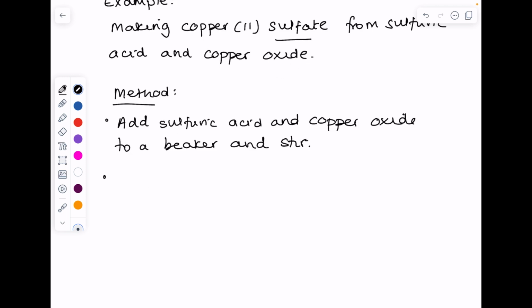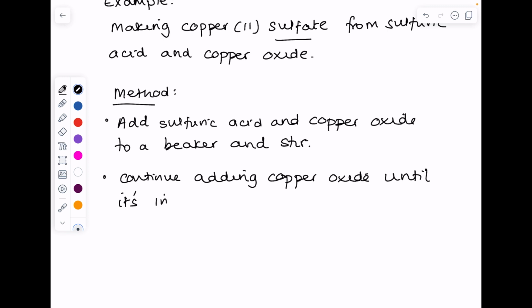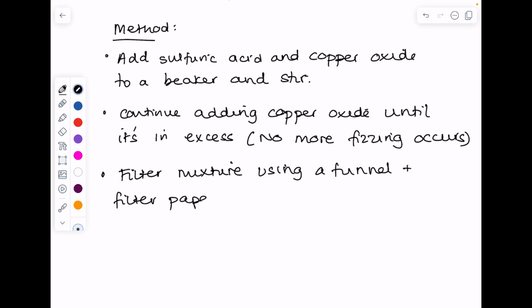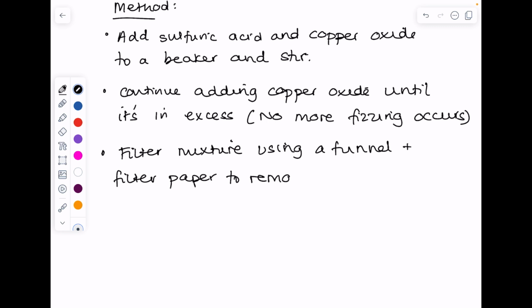We want our insoluble reactant to be in excess, so continue adding copper oxide until it's in excess, and you'll see no more fizzing occurring, no more effervescence. We need to remove any unreacted copper oxide, so we're going to filter the mixture using a funnel and filter paper to remove excess copper oxide.